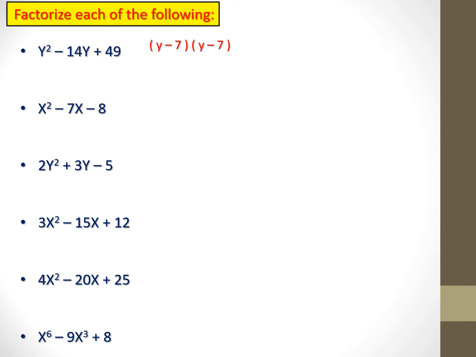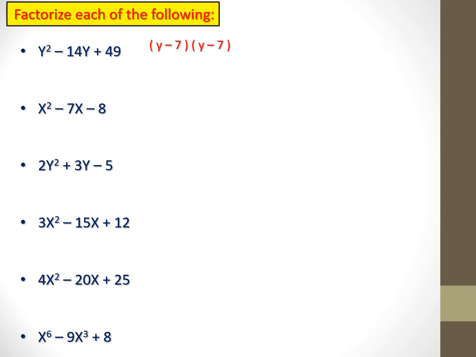Number 2, x power 2 minus 7x minus 8. The last sign is negative, so the middle sign is for the greatest factor. Since the last sign is negative, we will choose two factors and subtract them to get the middle term. 8 is 2 times 4, but 4 minus 2 equals 2, not 7. 8 equals 8 times 1, and 8 minus 1 equals 7.